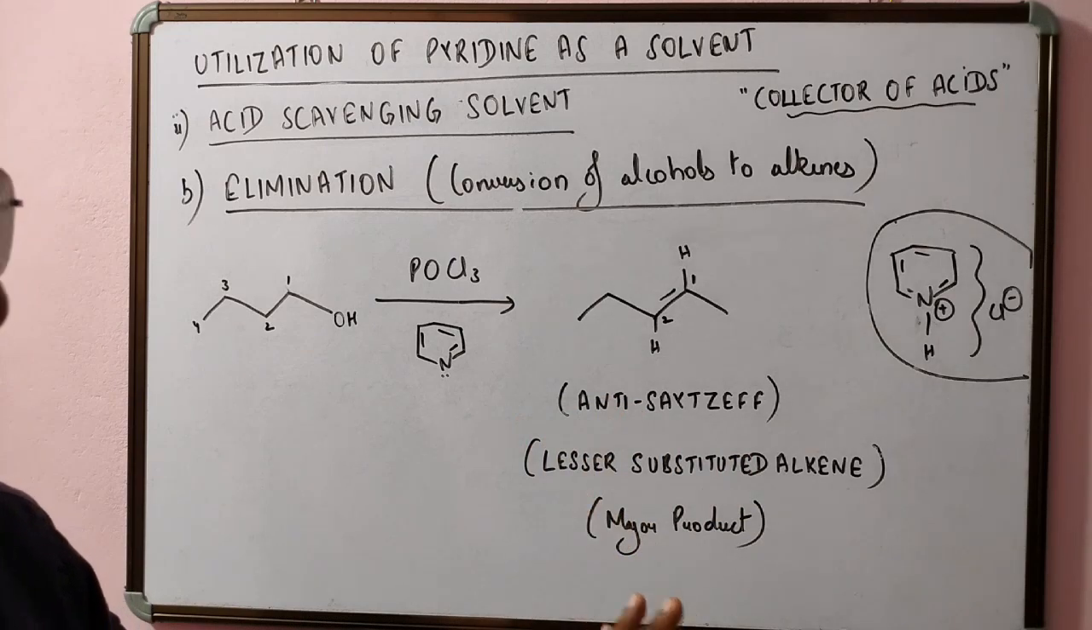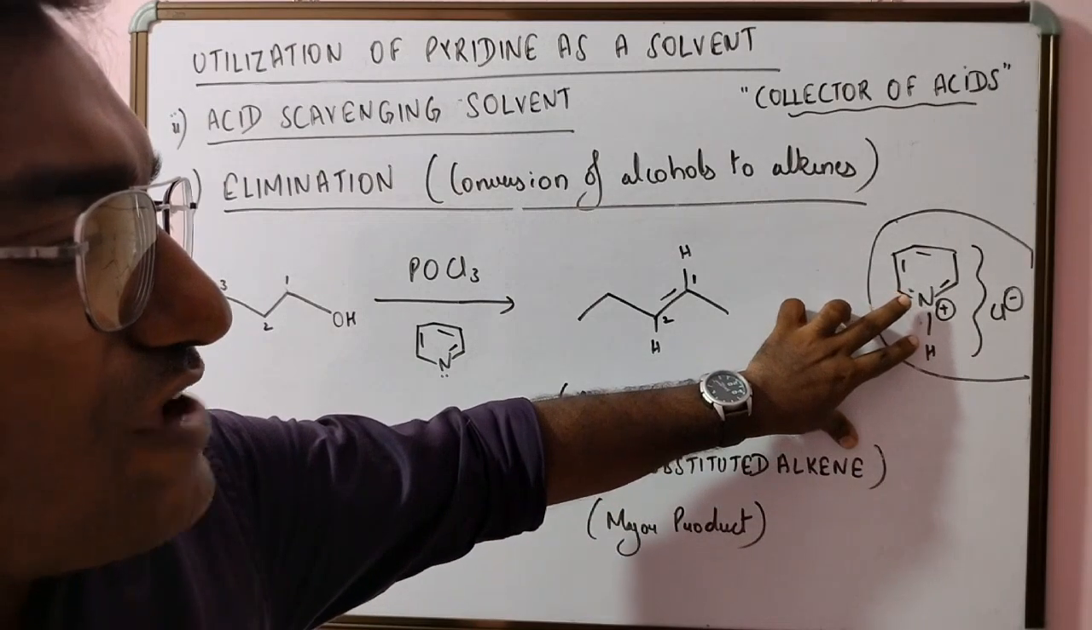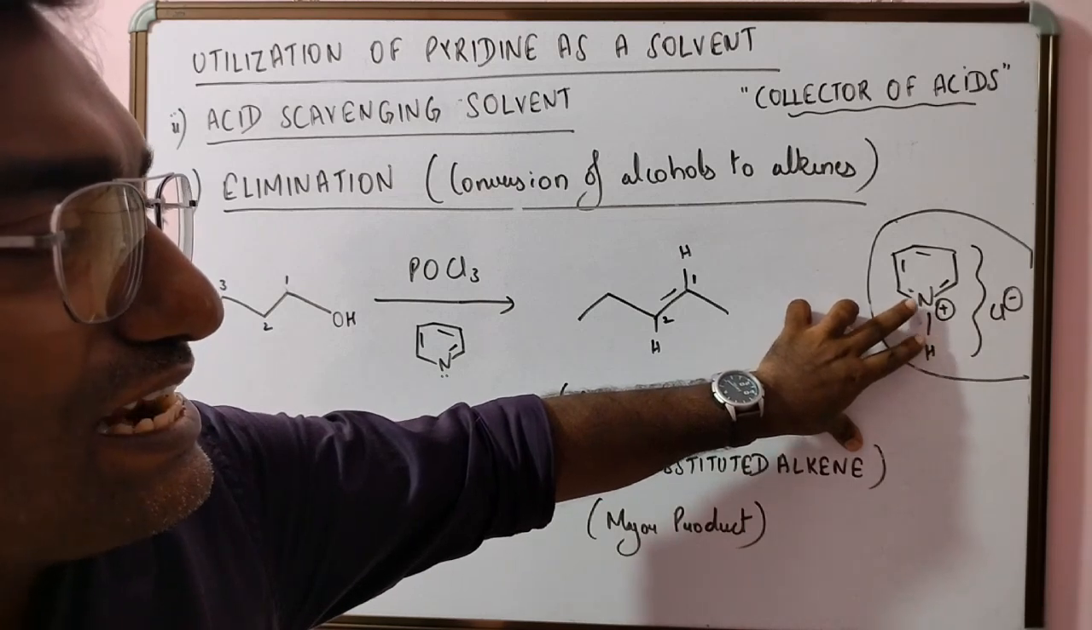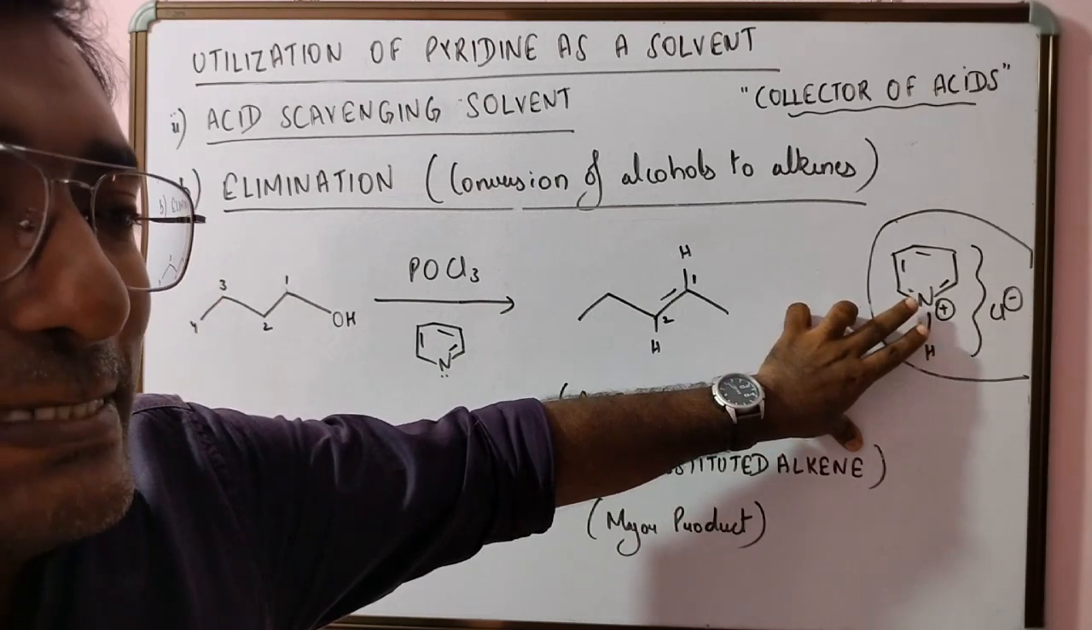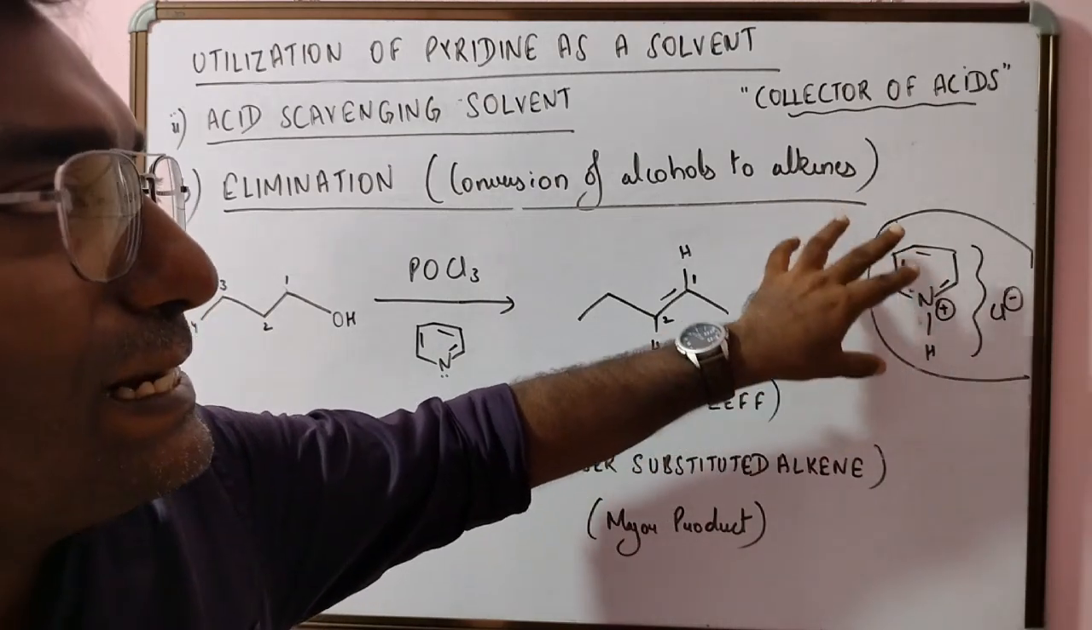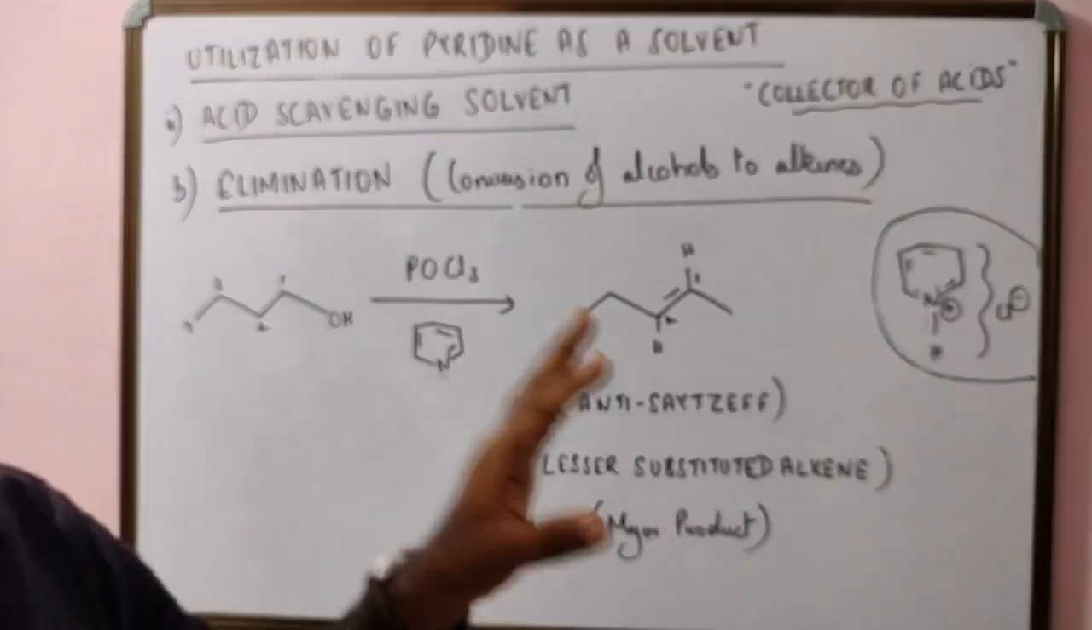What we need to note is the consumption of acid by the pyridine ring once again, thus positioning pyridine again as an acid scavenger.